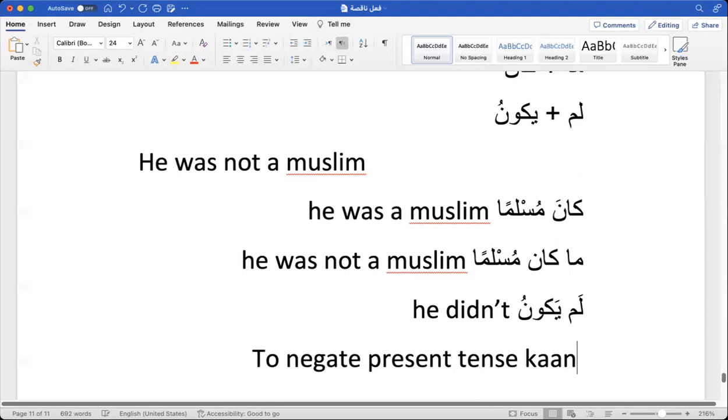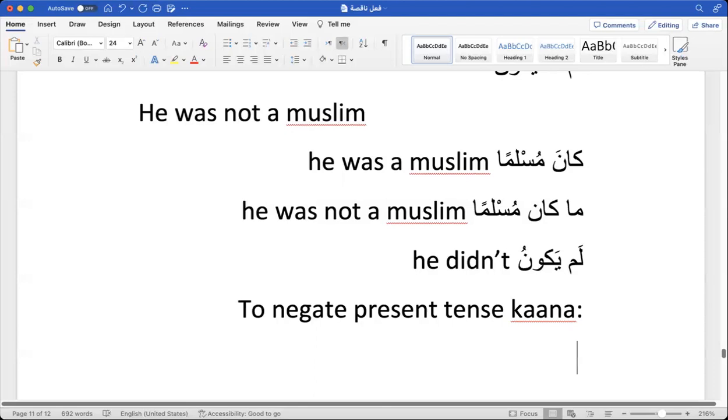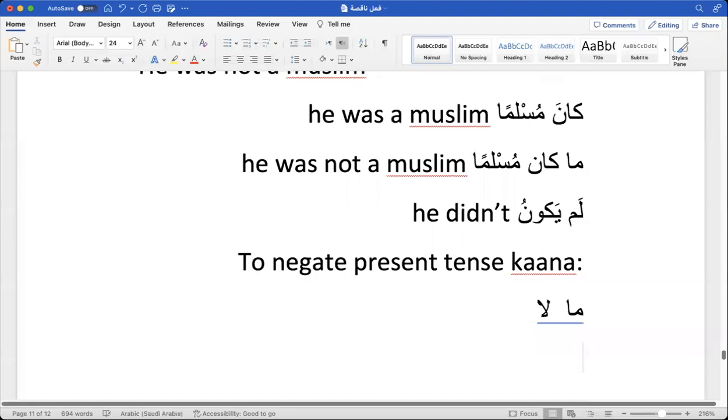Present tense of kana, that means yakunu, right? So what tools are we using for negation for the present tense? La. Ma also is used, and we use la. Correct? Ma and la, right? So, for example, if I had to say "he is not," I'll say ma yakunu. So if I say he is not a Muslim, ma yakunu Musliman.